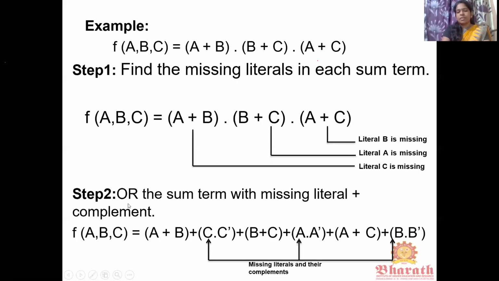Then second step is OR the sum terms with missing literal plus and its complement. So A plus B, as I already told, in between if you are having the product, means in bracket we have to use the product. We have to sum here. So A plus B plus missing term is C. So C dot C complement. Then B plus C, A is missing. So plus A dot A complement. Then A plus C, B is missing, plus B dot B complement. So missing literals we have to find out. Then we have to add the sum terms with your missing literals and its complement.